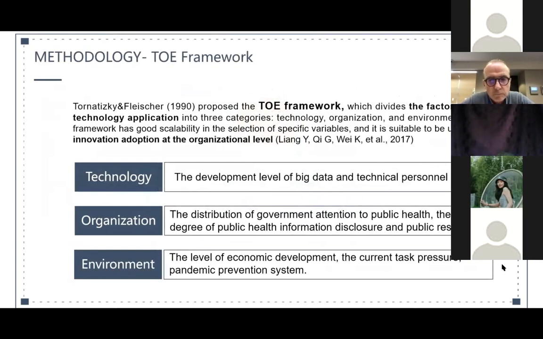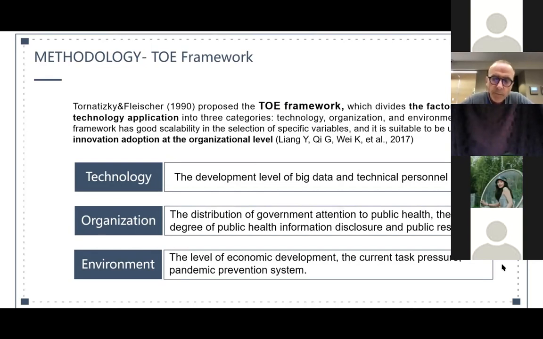Based on the TOE framework, this paper makes a comparative analysis on the influencing factors of implementing health code in Wuhan and Daegu. The TOE framework divides the factors affecting technology application into 3 categories: technology, organization, and environment. The TOE framework has good scalability in the selection of specific variables and is suitable to be used to study innovation adoption at the organizational level. Therefore, a TOE framework for health code is established in this paper.